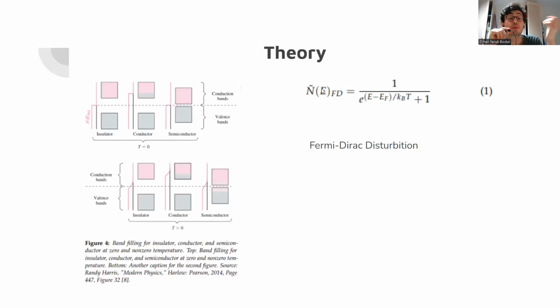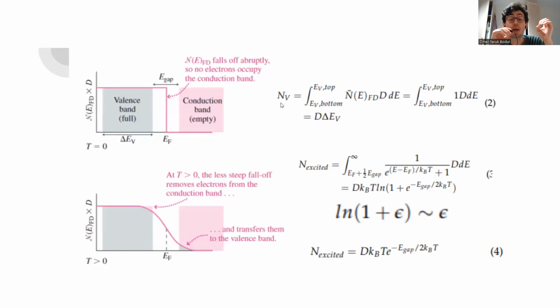To understand these relations, we have to use some statistical mechanics, especially the Fermi-Dirac distribution. As you see in the left part, we see how our Fermi-Dirac distribution changes with temperature. At T equals 0, it behaves like a step function. We see no electron in the conduction band. We get equation number 2. At T greater than 0, we see some electrons are in the conduction band. Hence, we can use equation number 1, and when we integrate it, we get equation number 3.